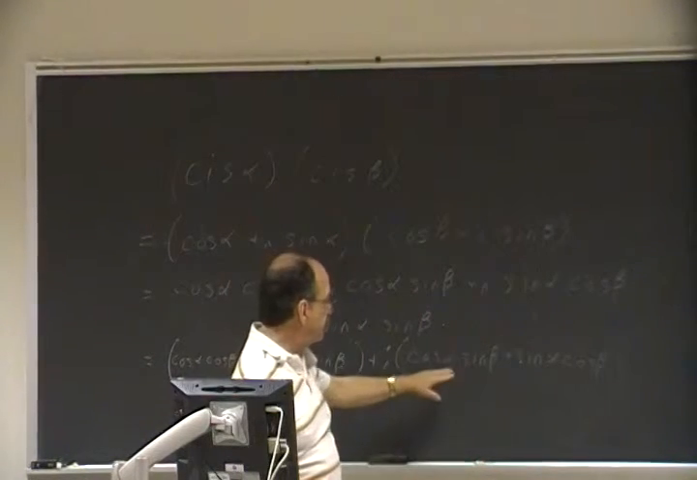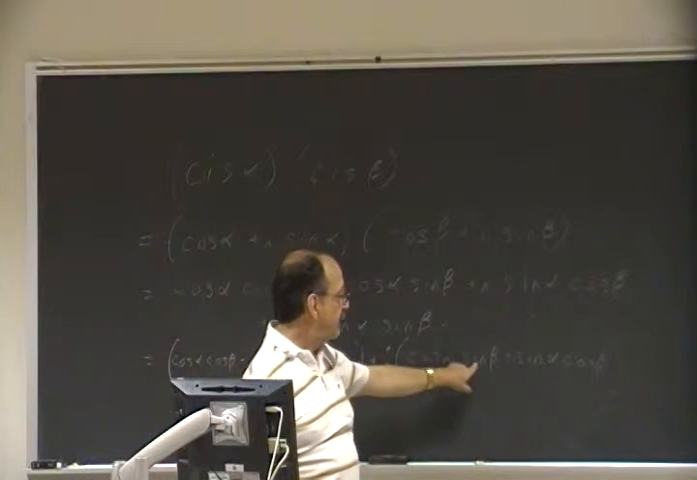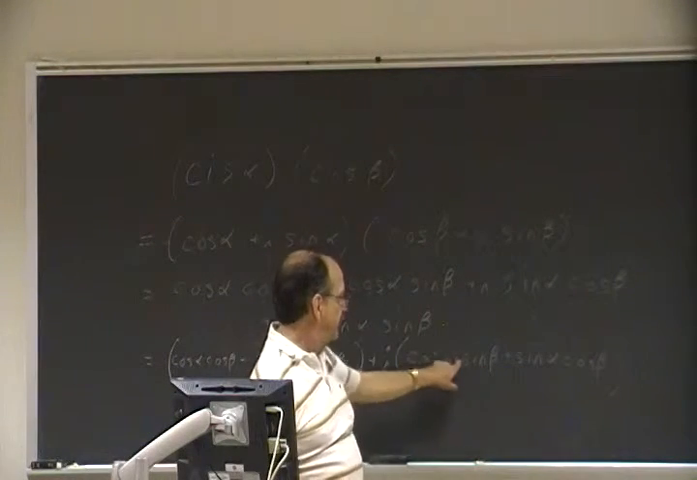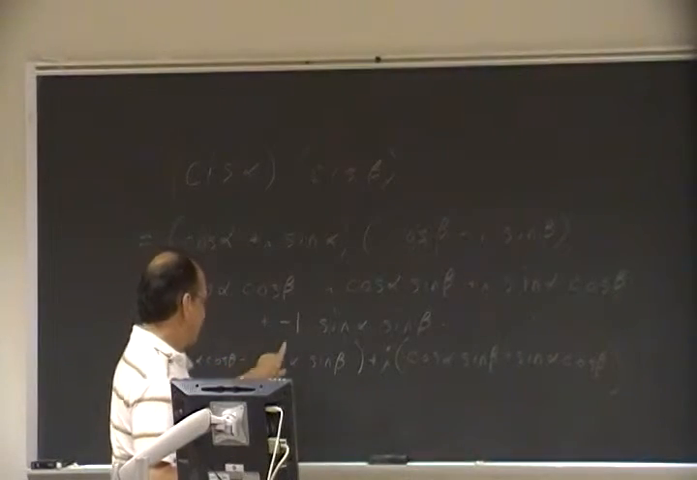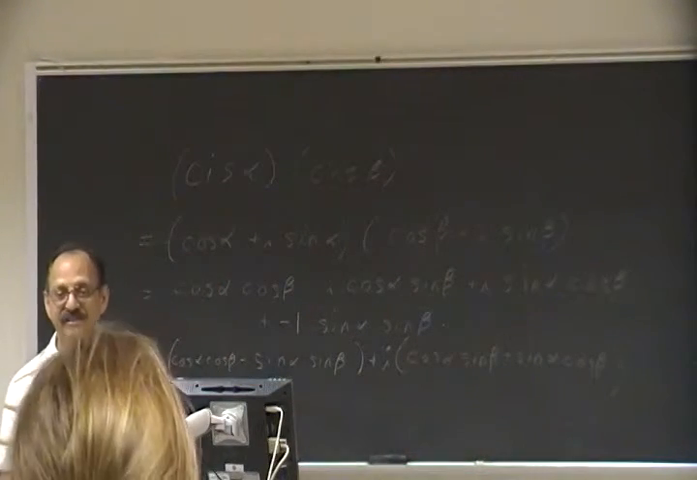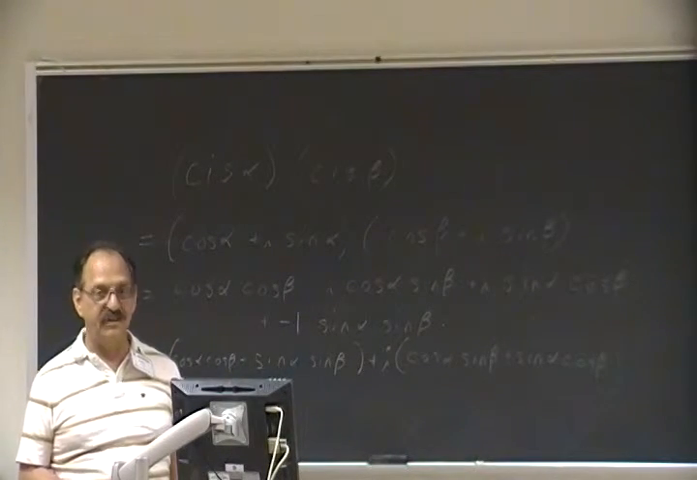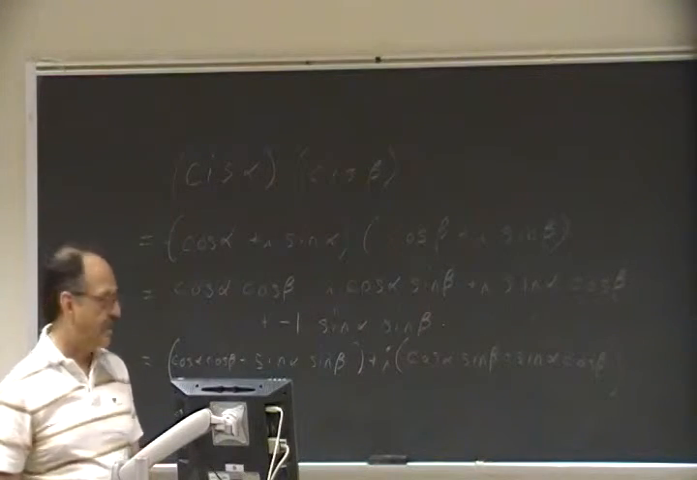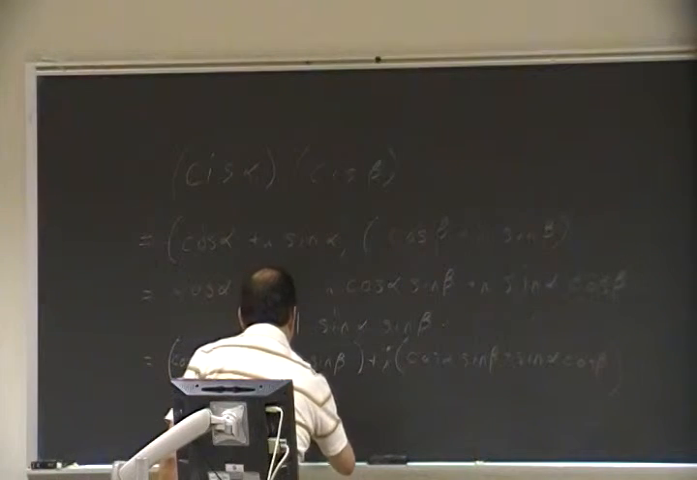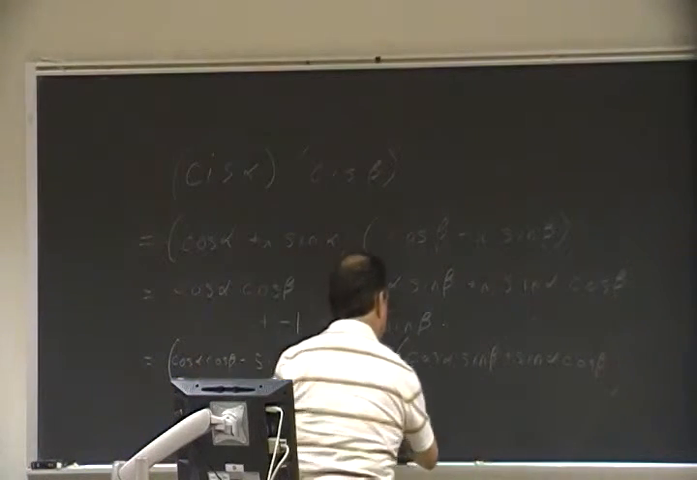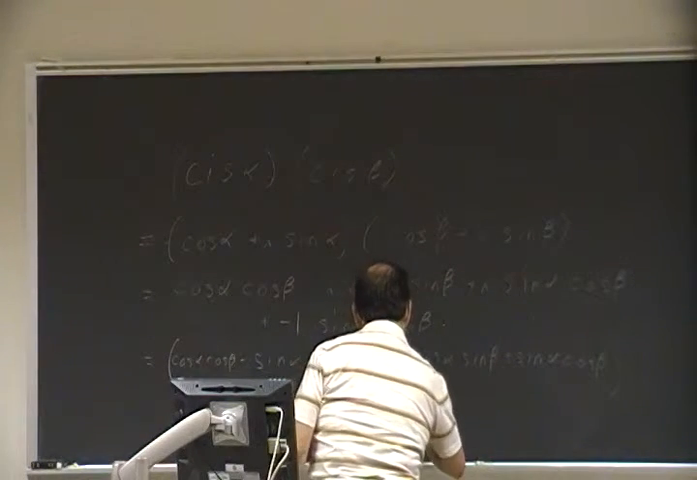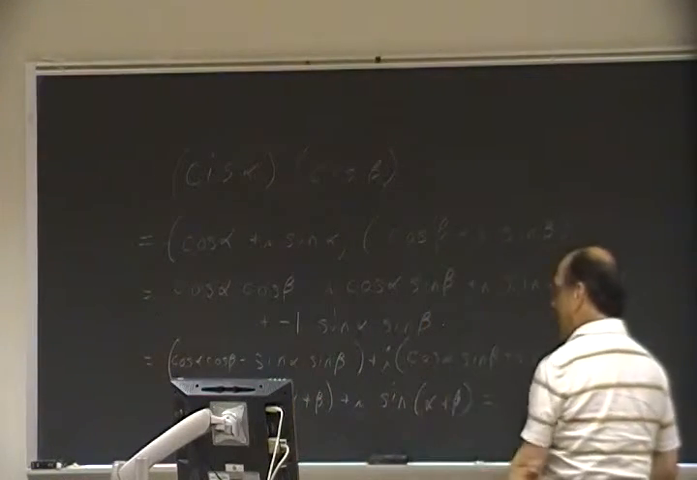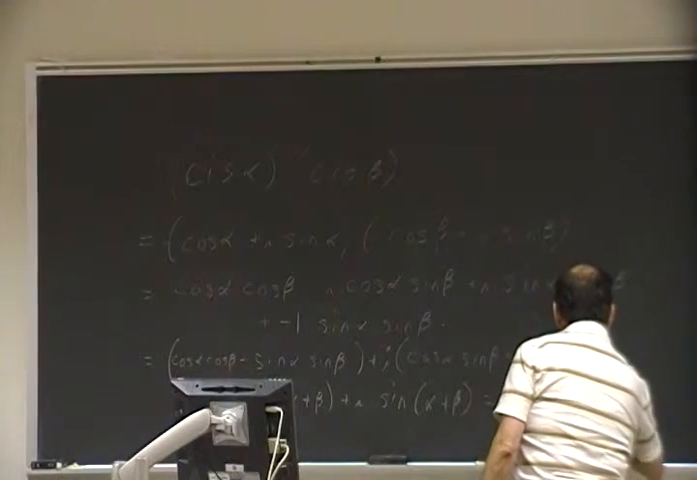Would everybody read the trig functions with me as I point to them? Cosine, sine, sine, cosine. Let's do them the other way. What does it say this is? Cosine of alpha plus beta, plus i times sine of alpha plus beta, equals cosine plus i sine, cis of alpha plus beta.